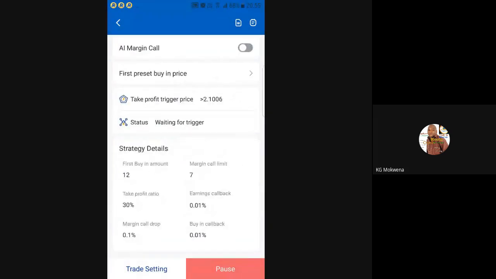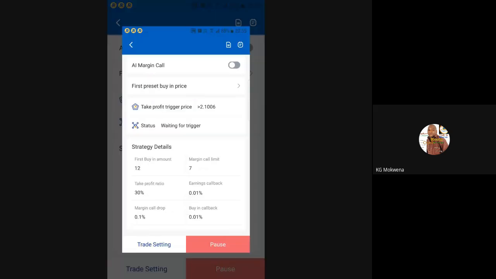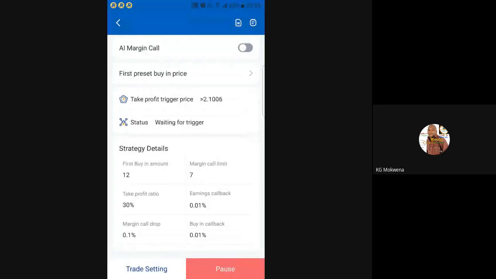And you can go happiness. You can see the margin call drop is 0.1%. And then please note that this particular take profit is not for call number 7. This take profit ratio is for the whole position. It's the one that will be according to the return rate on top that I will show you. When the return rate reaches plus 30%, the robot will close the whole position.